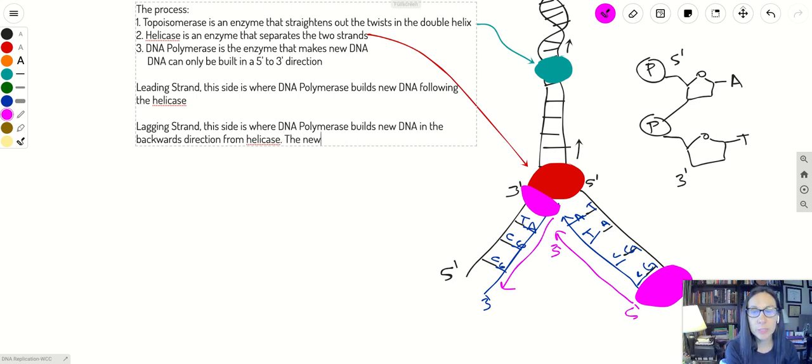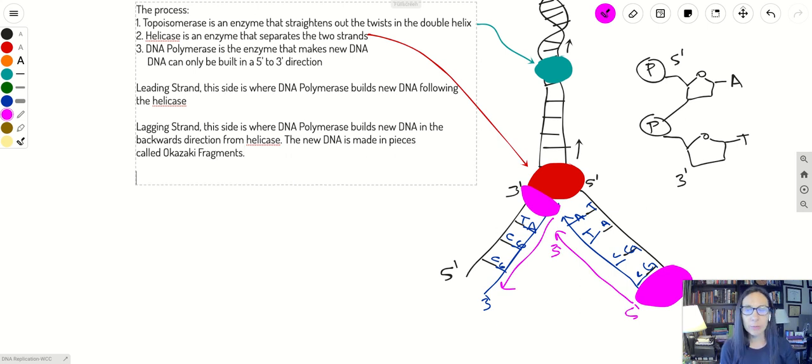Okay, so the new DNA is made in pieces, and these pieces are called Okazaki fragments. Okay, and this is named after a Japanese scientist who figured out how DNA replication works. And he would see all these little pieces of DNA, and he thought he was making a mistake in the lab because he kept finding pieces of DNA, and he's like, I keep cutting the DNA up. But it turns out that that's part of DNA replication. And so it's named after him, and they're called Okazaki fragments.